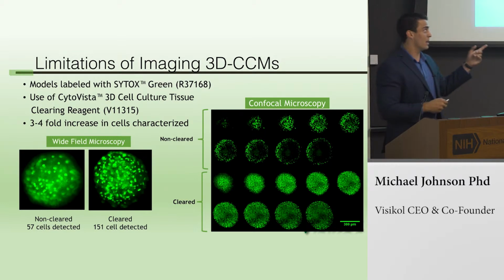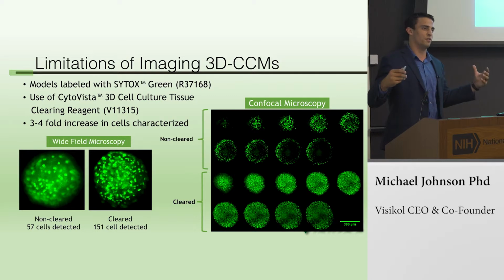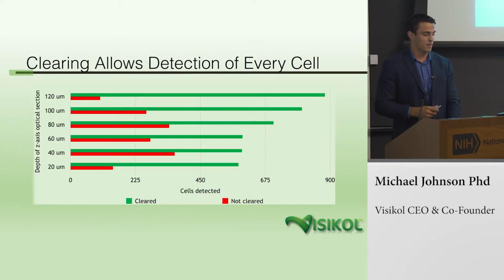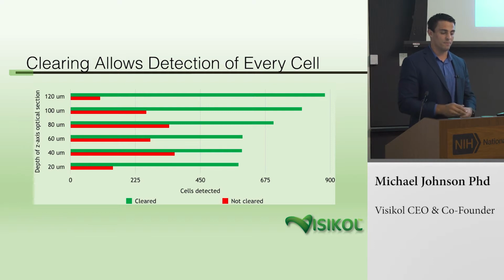But what we did here is we took these 3D cell culture models and we cleared them with CytoVista 3D cell culture tissue clearing reagent, which allowed us to increase the amount of cells we're detecting by about 3-fold on Widefield and about 3 to 4-fold on Confocal, which allows us to actually characterize all the cells in the model, again, instead of just the periphery. And to show you graphically what this looks like, as we're going from the bottom of the model up, you can see this difference is pretty significant. So in basically the center of this 250 micron diameter model, we're almost characterizing about 6 or 7 times more cells when we clear the model than we do when it's not cleared here.